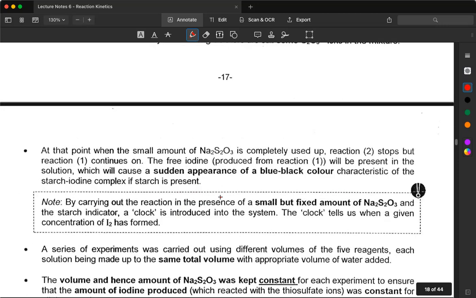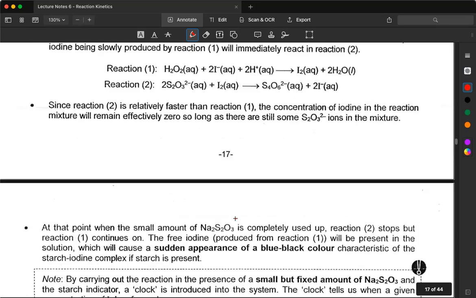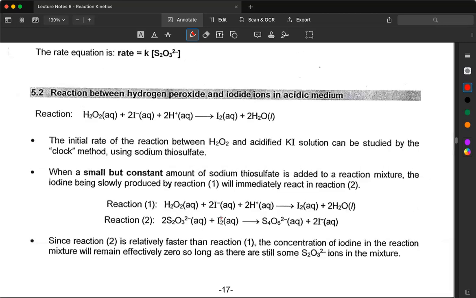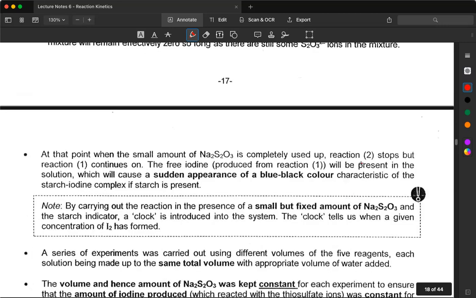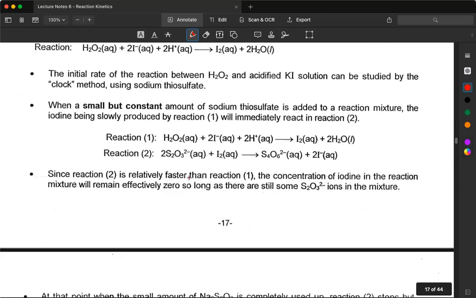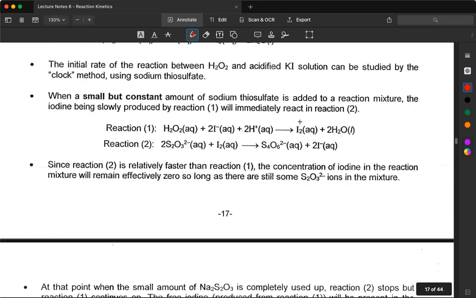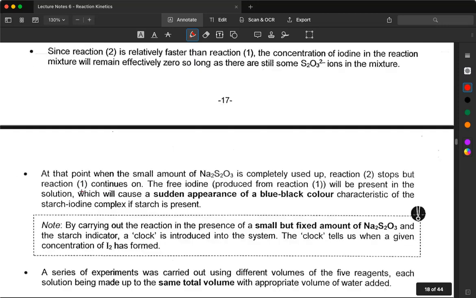At this point, when the small amount of S2O3 2- is completely used up, the reaction 2 will stop. But reaction 1 will then continue. Then the free iodine, I2, from reaction 1 will be present. This iodine will cause a sudden appearance of blue-black color if you add starch previously, because the blue-black coloration appears because of the starch-iodine complex.